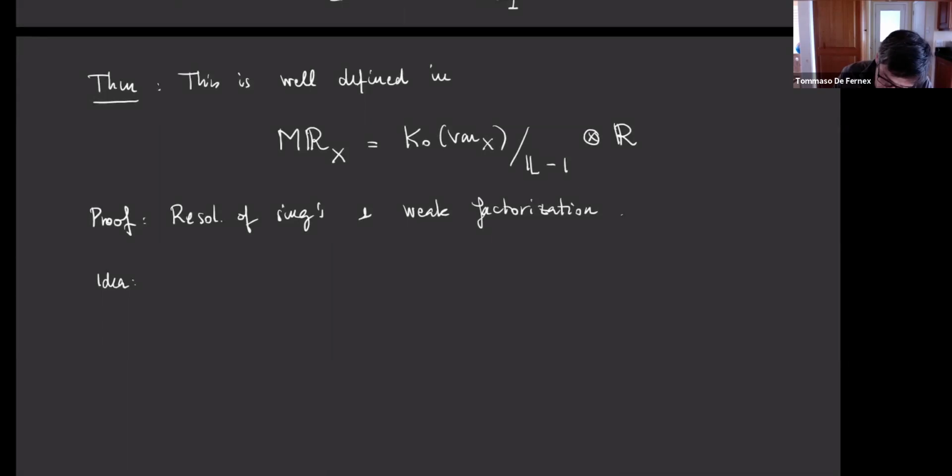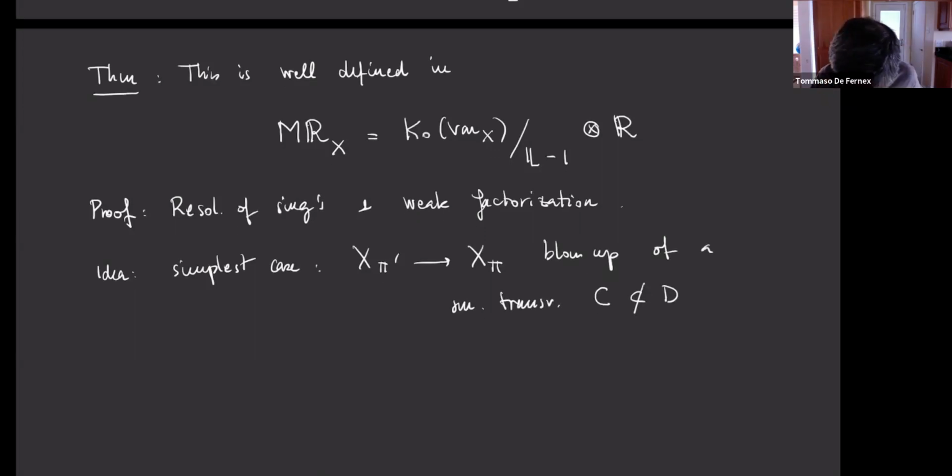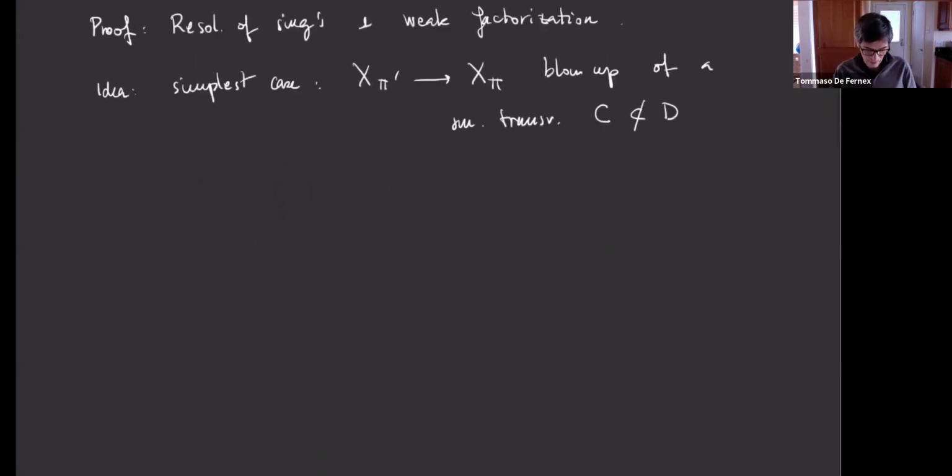And the simplest case is the following. It is when I have a blow up from a model X pi to a model X pi prime, a blow up of a smooth transversal center C, which is not contained inside D. In principle, it could be inside D or not inside D, and the simplest case is when it's not inside D. So let me explain the computation here.